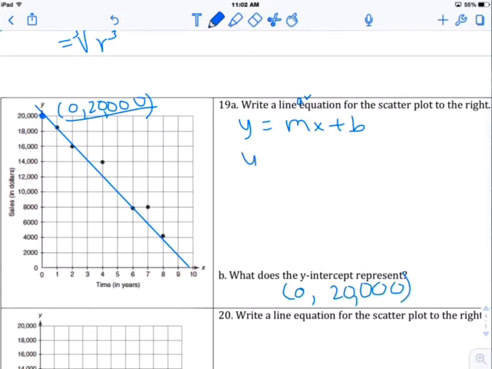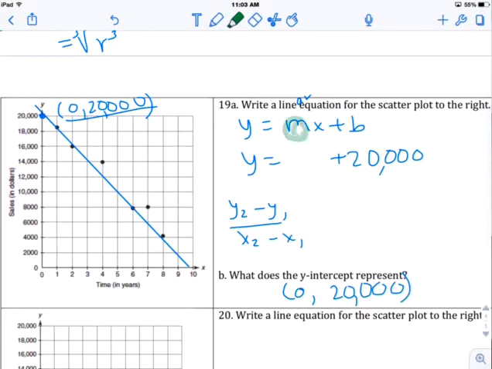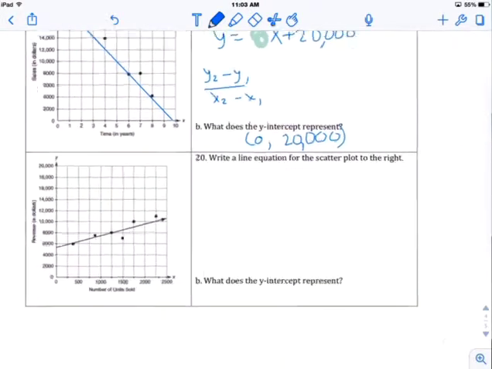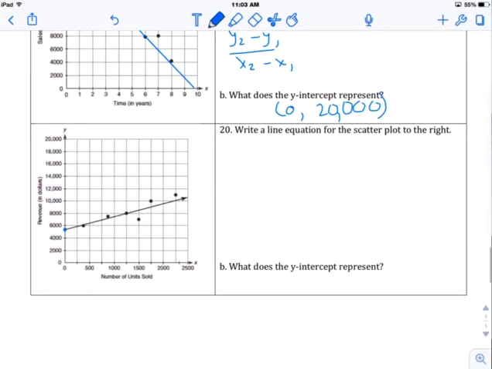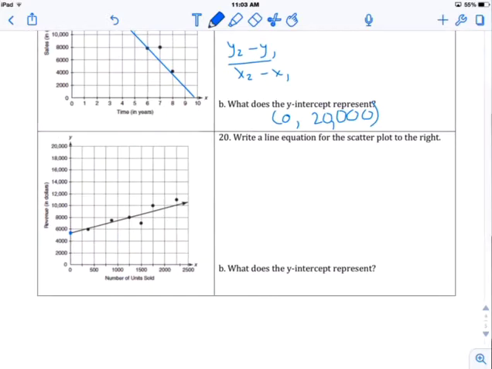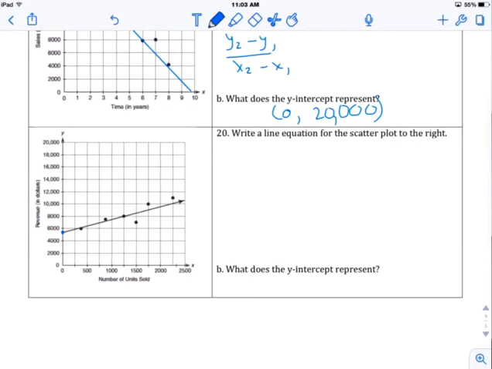So we got y equals 20,000 here, plus, let's find m, y2 minus y1 over x2 minus x1. When you find m, put it in there, bring down that x, okay? You know how to finish this. Same here. Got the y-intercept. Okay, I think we did this, right? This looks so familiar. I think I did it with you guys not that long ago. But same thing.